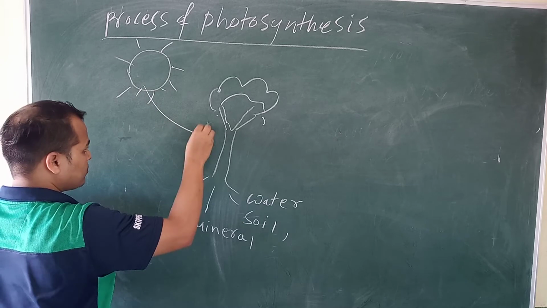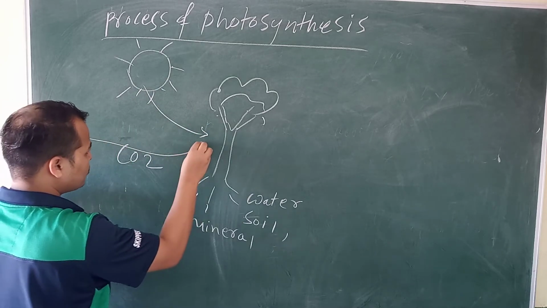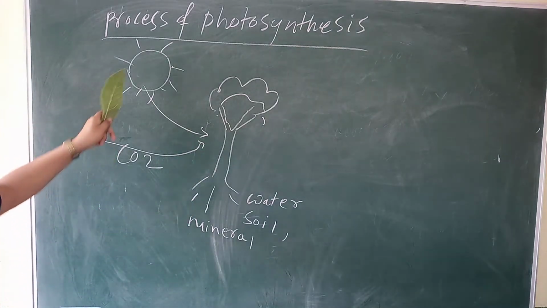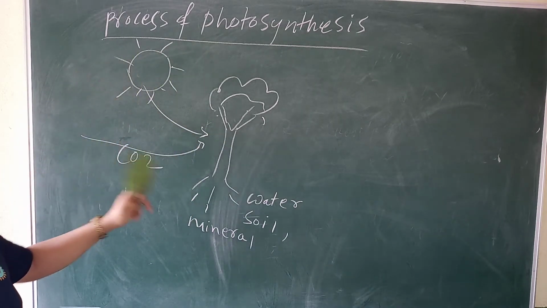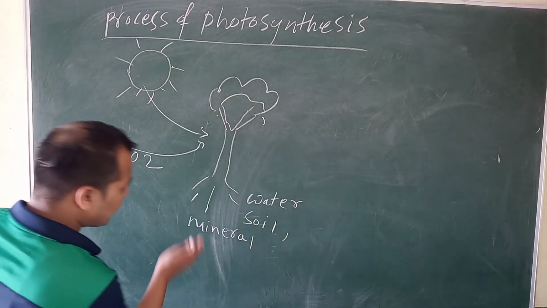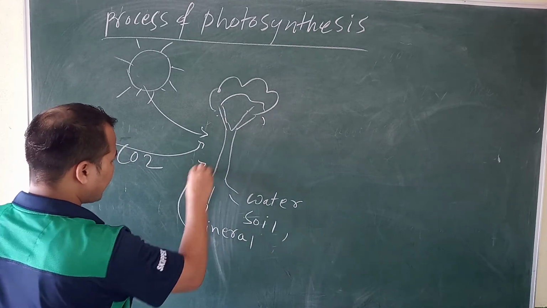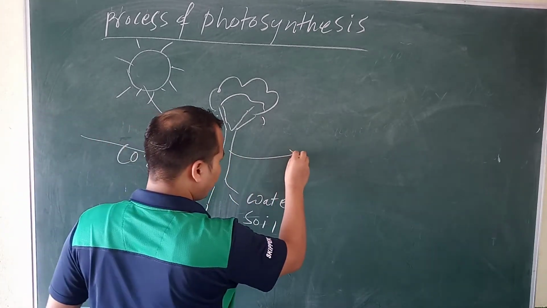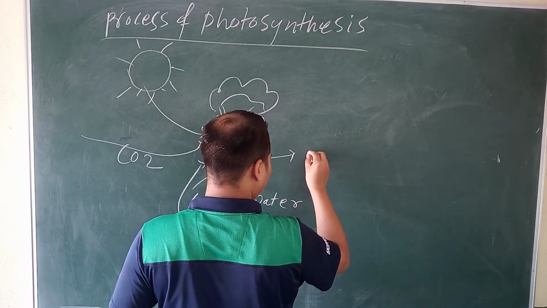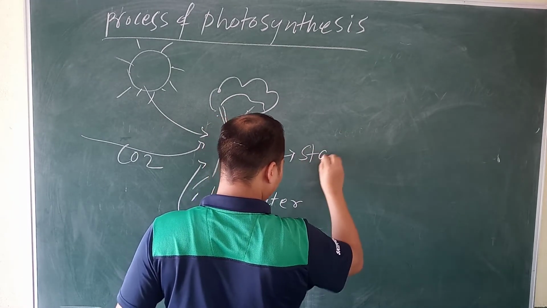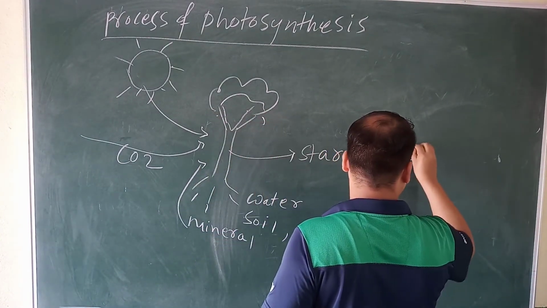First sunlight, then carbon dioxide, which is also present. The plant takes sunlight, then carbon dioxide from the atmosphere, and then from the soil, water plus minerals. All these things they take. So what does it prepare? It prepares a food called starch, plus it releases oxygen.